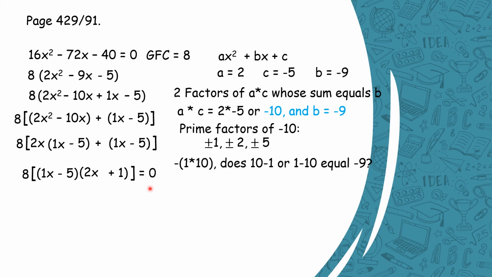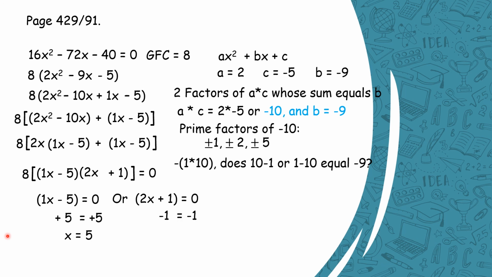And now we can put back our right-hand side of the equation, 0. For this to be true, we know that the first factor has to equal 0, or the second factor has to equal 0. Now, working with one equation at a time, if we add 5 to both sides of the equation, we'll get 1x, and then the 5 will cancel to get x equals 5. For the second equation, we can subtract 1 from both sides and get 2x equals negative 1. Divide by 2 on both sides, get x equals negative 1/2.